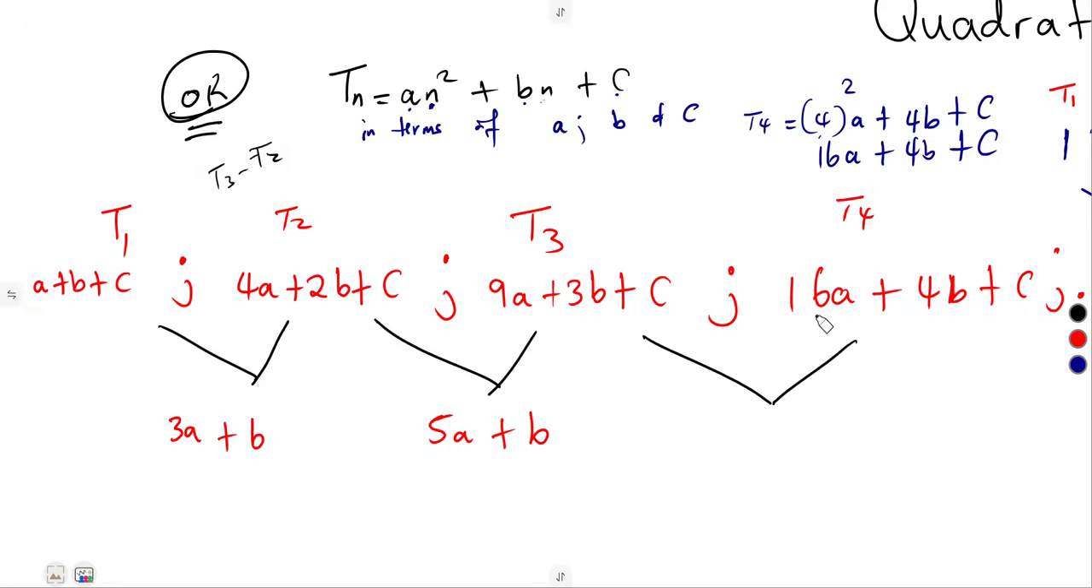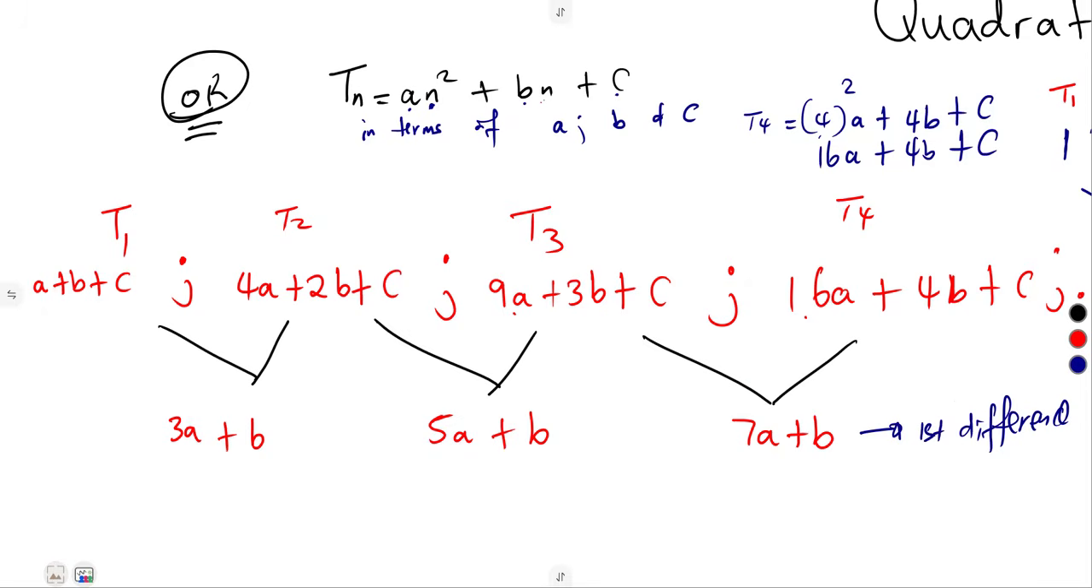All right, let's continue. 16a minus 9a from T4 minus, now is T4 minus what? T3. So 16 minus 9 is going to give us what? A 7 there. So that's 7a. 4b minus 3b, that's going to give us a b. C minus c, it cancels out. So that's a 0 there. So it's going to be 7a plus b. So all this is for the what? The first differences. The first difference. As we can see, it is not the same.